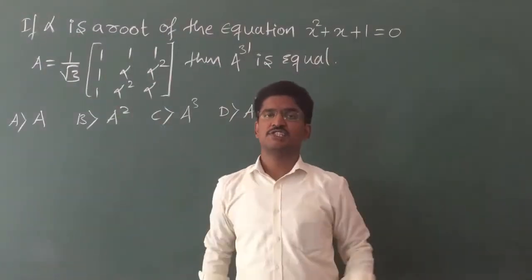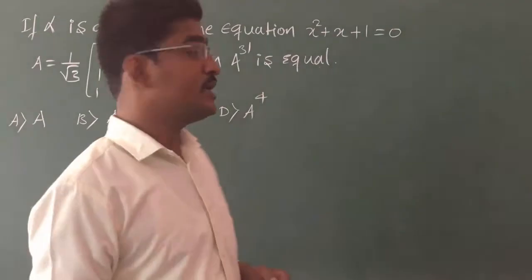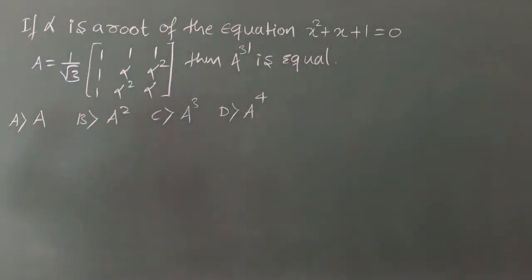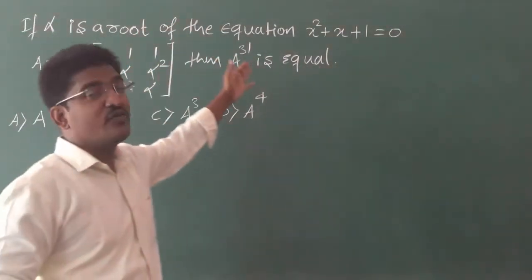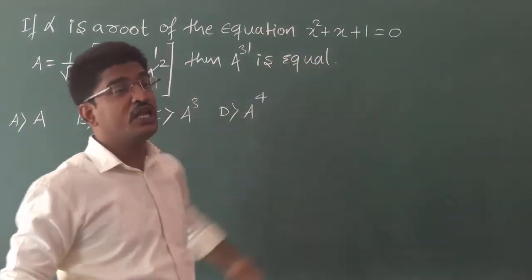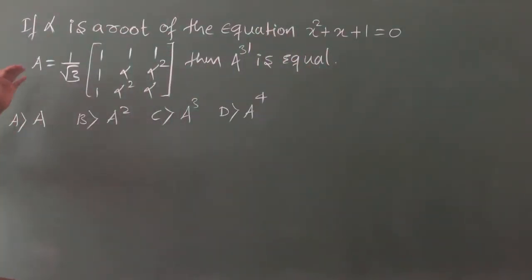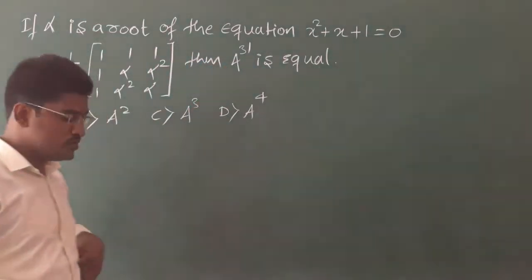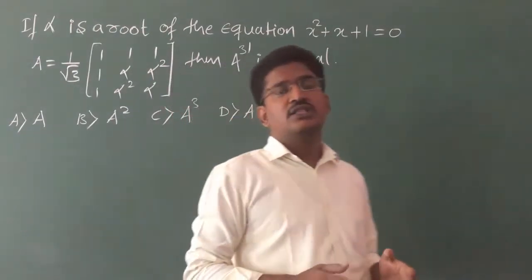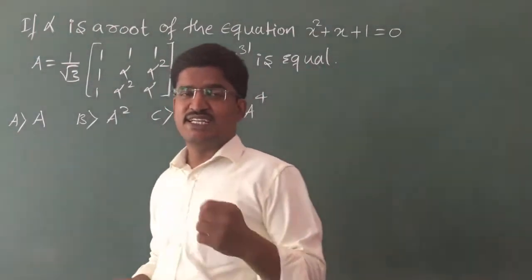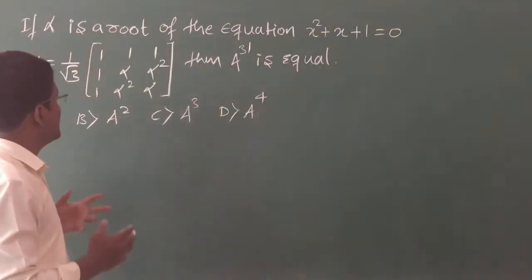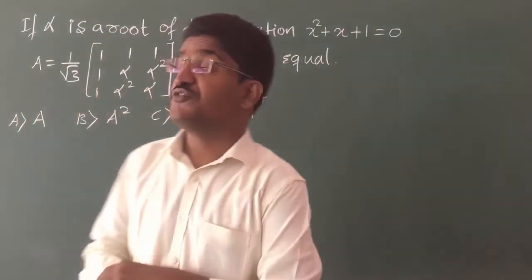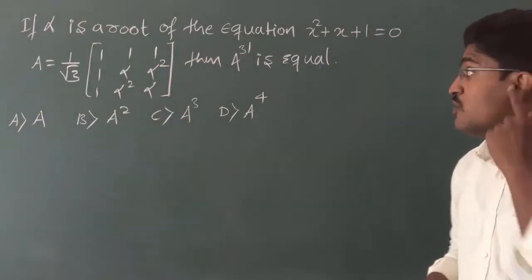Now let us move to the next question. If alpha is a root of the equation x square plus x plus 1 equal to 0, then A equal to 1 by root 3 times the given matrix, then A to the power of 31 is equal to what? This is a question from matrices and determinants. So let us think about it and simplify.